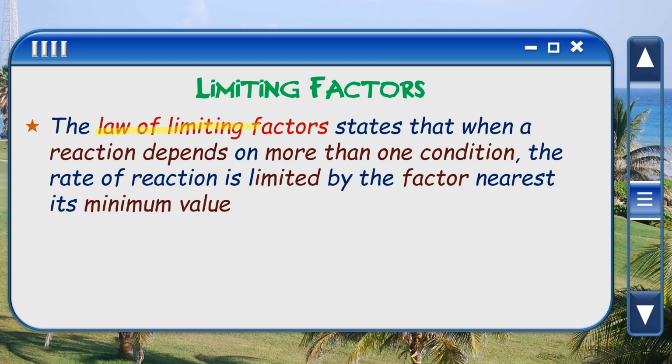The law of limiting factors states that when a reaction depends on more than one condition, the rate of reaction is limited by the factor that is nearest to its minimum value. So if we have a reaction which depends on more than one condition, the rate of that reaction will depend on the factor that is nearest to its minimum value. So if there are very many factors affecting a reaction, the factor which is mainly going to affect that reaction is the factor which is nearest to its minimum value.